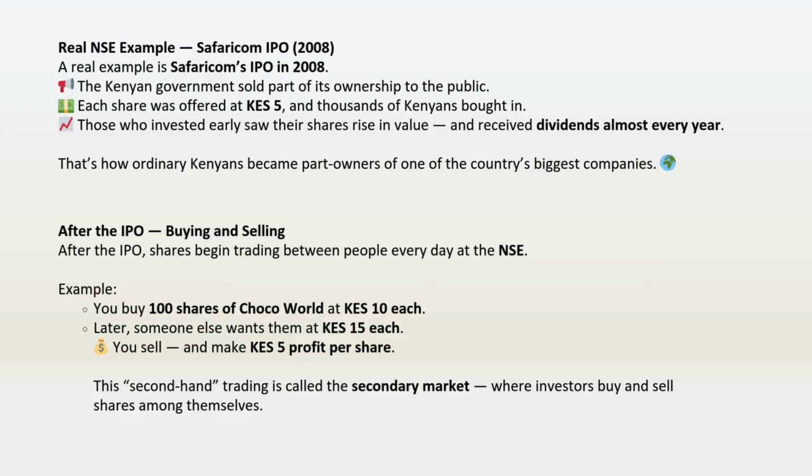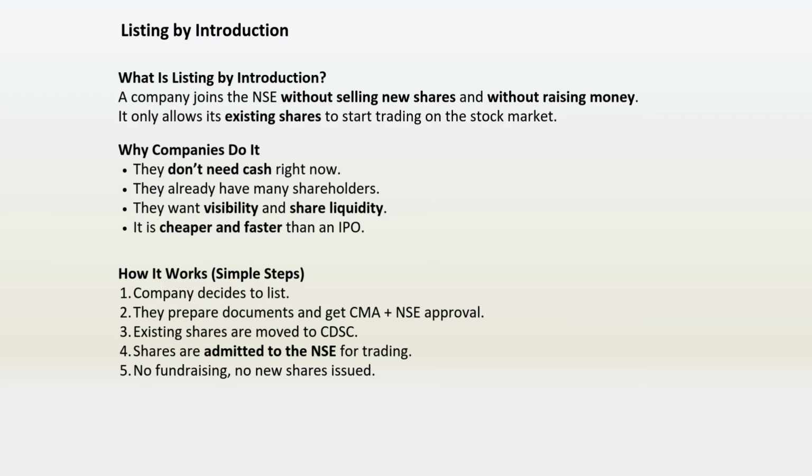This buying and selling is called the secondary market. So primary is when the company is getting money through IPO. Secondary trading is when you, as the investors, start to buy amongst yourselves. You make profit or you make losses depending on how prices move.